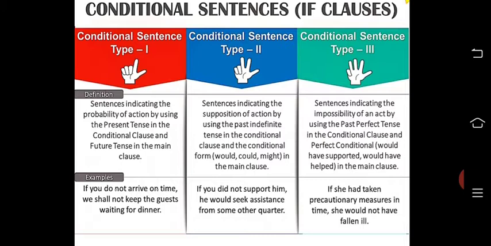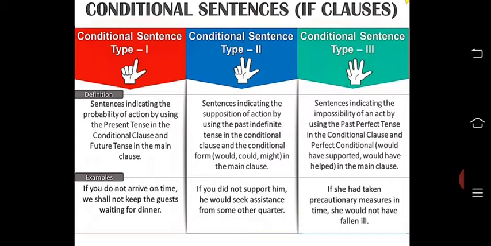For example, if you do not arrive on time, we shall not keep the guest waiting for dinner. If you did not support him, he would seek assistance from some other quarter. If she had taken precautionary measures in time, she would not have fallen ill.